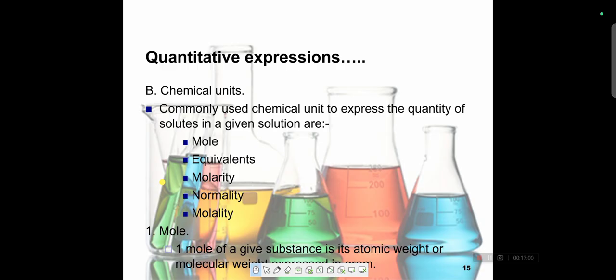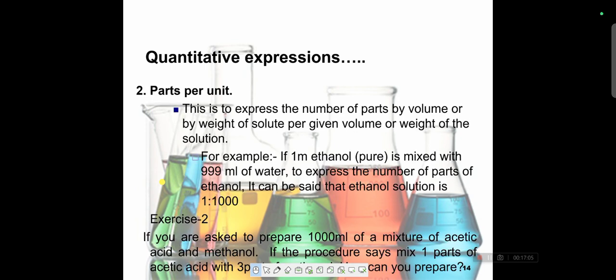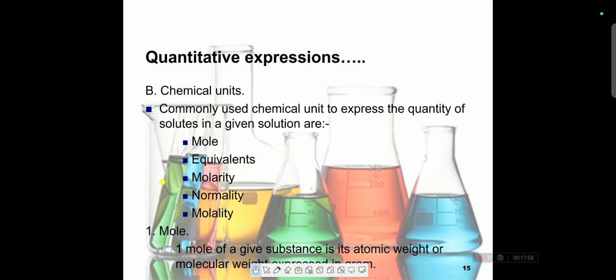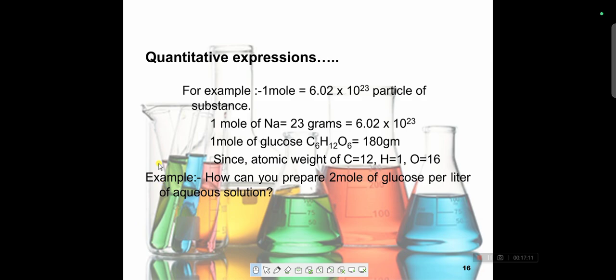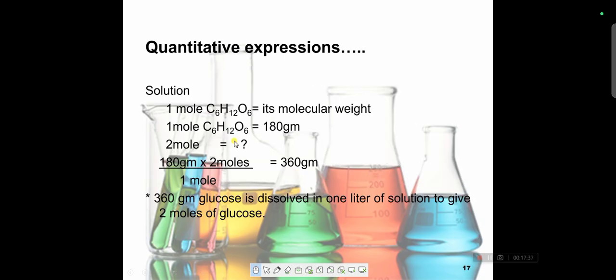So 1 mole of ethanol, what is 1 mole? It is the atomic weight or molecular weight of the ethanol expressed in grams, right? So 1 mole is equal to 6.02 × 10^23 particles of the substance. So if we refer to 1 mole of sodium, then the atomic weight of sodium is 23 grams, so 23 grams is equal to 6.02 × 10^23 particles of the substance, right?